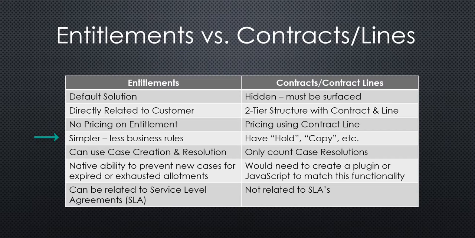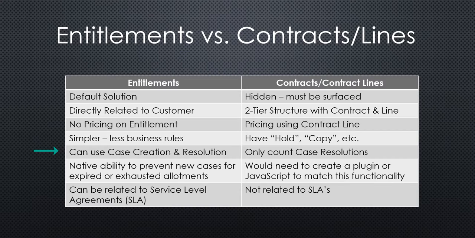So there's no way to just very easily and simply bring a contract back to life, so to speak. Entitlement's a little bit simpler. Entitlements can use both case creation and case resolution to count down or consume an allocated number of cases. Contracts and contract lines can only count case resolutions. So if you have a contract or a contract line that has a certain number of cases, the counting only happens after the case is resolved. That's also true if it's minutes or hours.